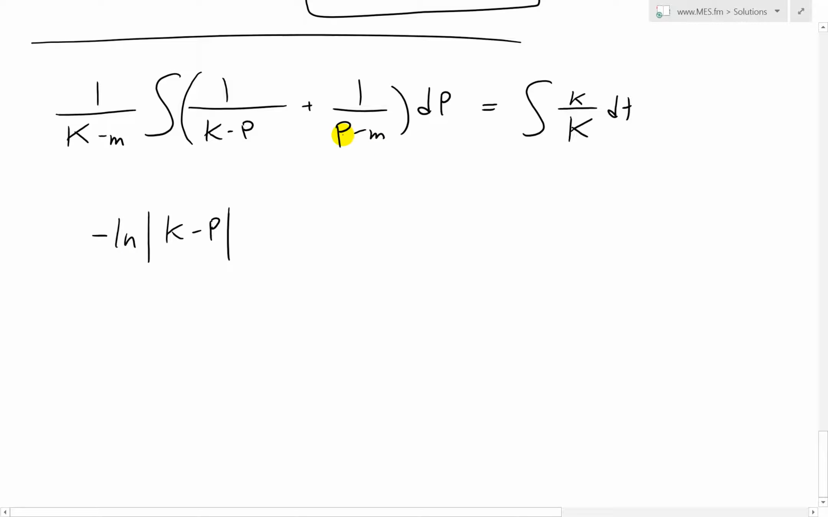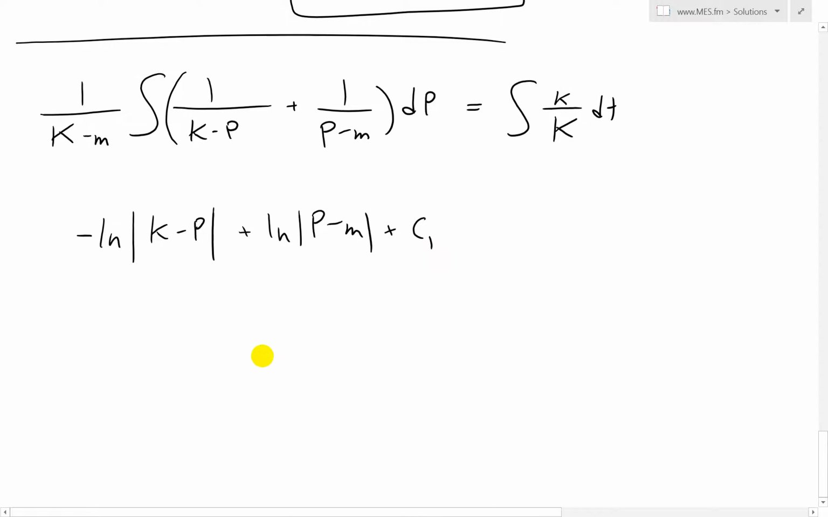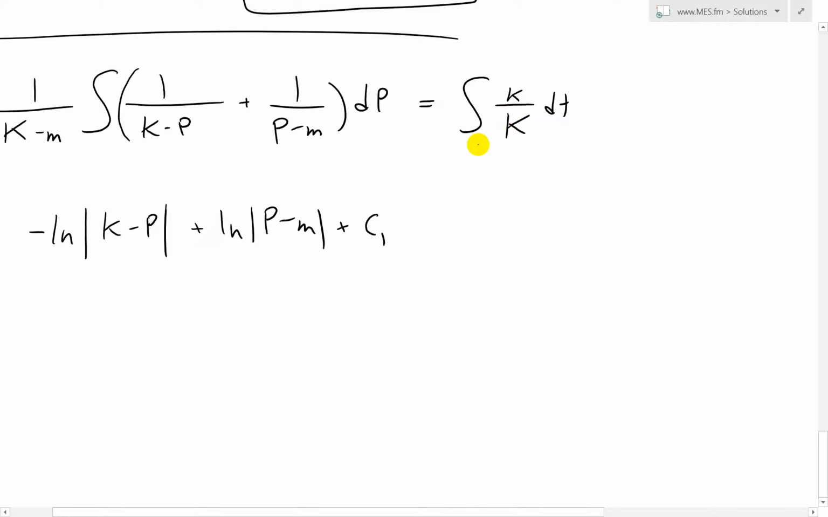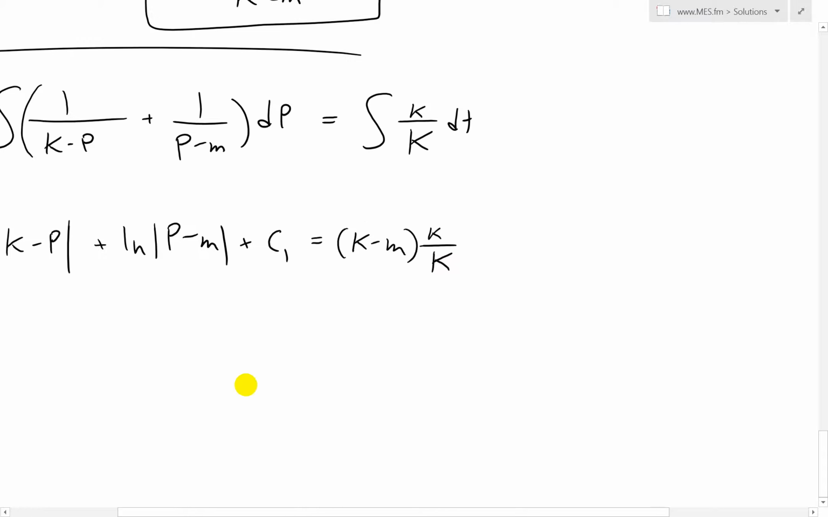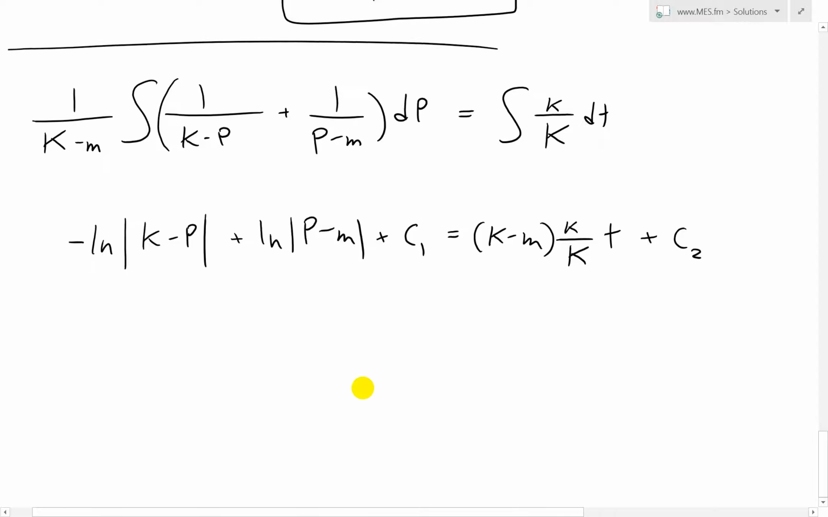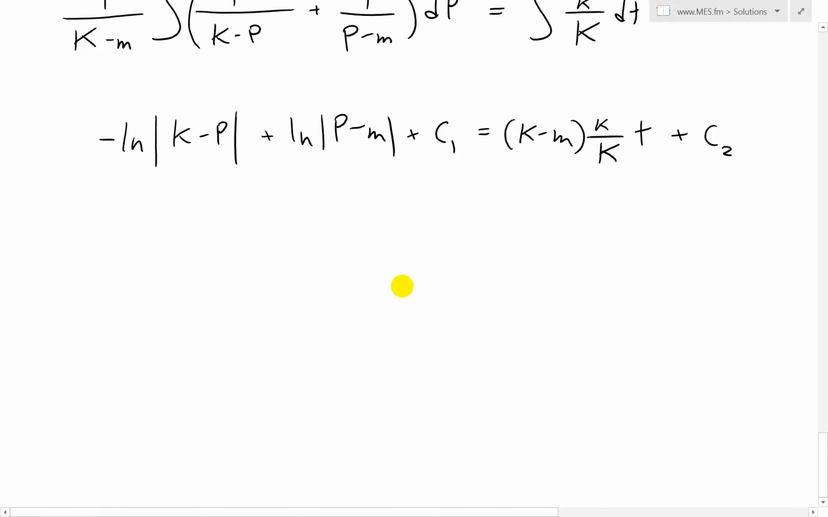And then on the right side, this is positive p, so this is plus ln of the absolute value of p minus m, like that. And then, like always, you have to add a constant of integration, c1. On the right side, I'm moving this k minus m over onto this side, so we have this k minus m, and then this is the constant little k over capital K, and then the integral of dt is just t, so we're multiplying by that. Then we always have to add our constant of integration. I'll call that c2.